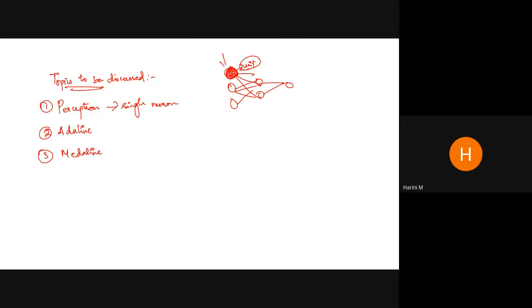So what is happening inside this neuron? And what is the input and output for this neuron? And the next one is the Adaline structure. So why did we come to this Adaline structure? It is because in the case of a perceptron, we don't have a concept called back propagation.